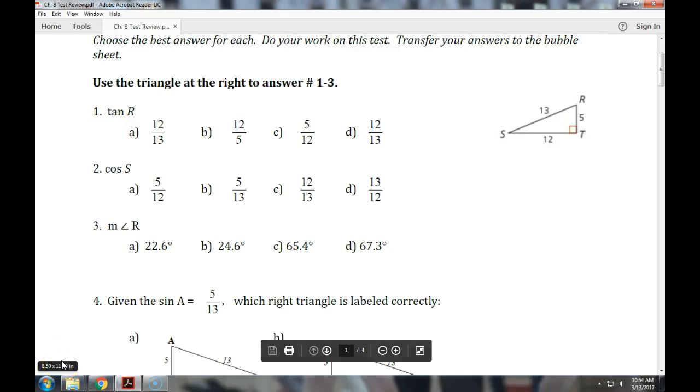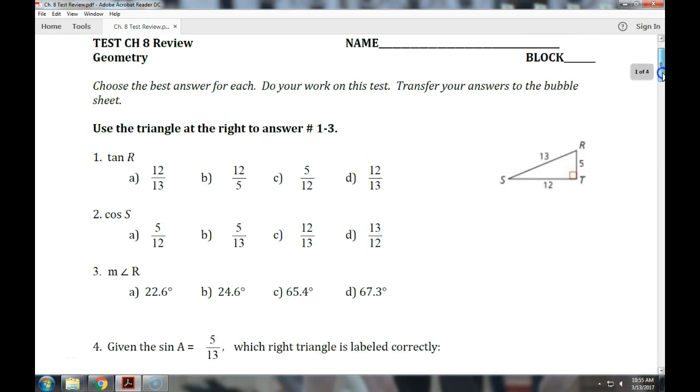All right, Chapter 8, Test Review. So getting ready for the big test, you're going to notice some of the problems on this test. You don't have to solve every single one of them.